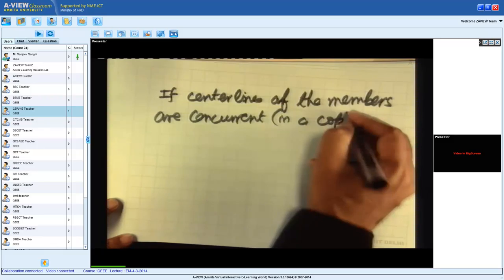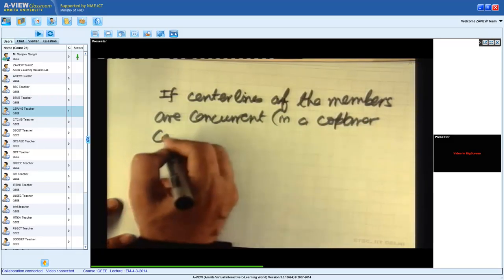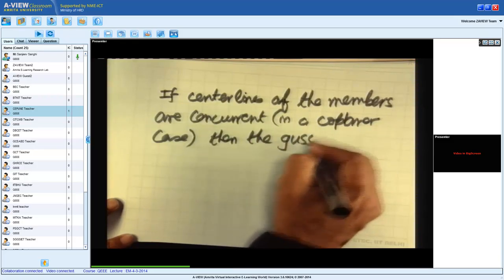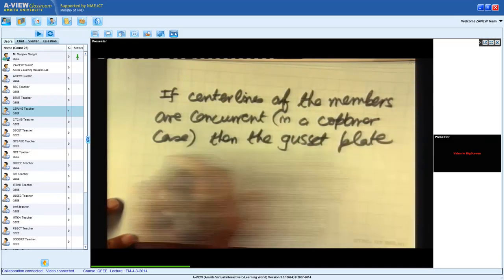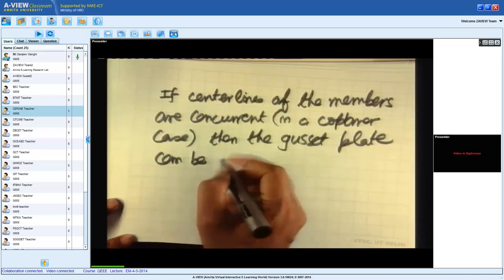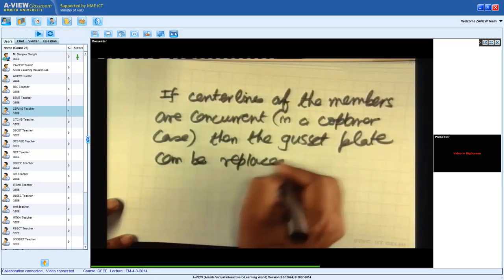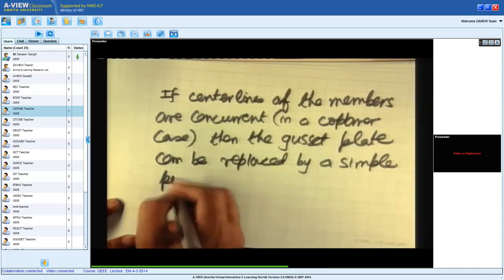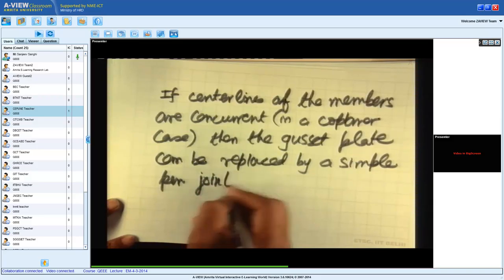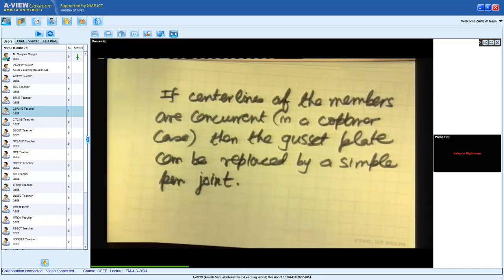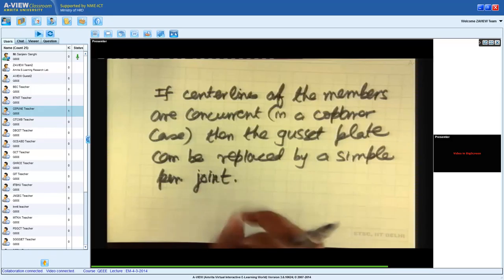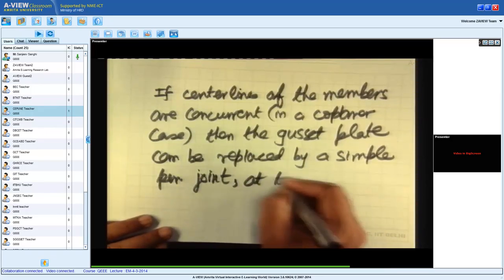in a coplanar case, then the gusset plate can be replaced by a simple pin joint. Since all the center lines of the members are intersecting at a point, we can replace the gusset plate by a simple pin joint at the point of concurrence.